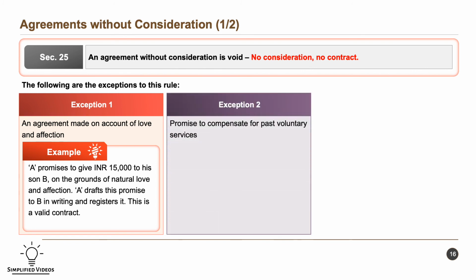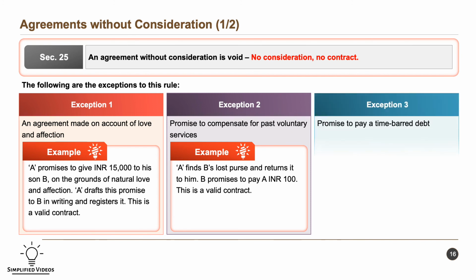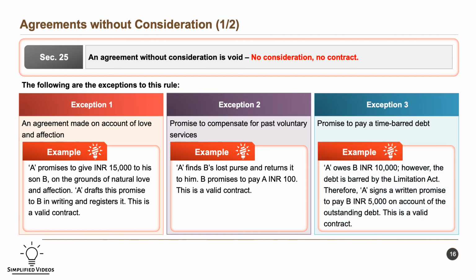Exception 2: promise to compensate for past voluntary services. For example, A finds B's lost purse and returns it to him. B promises to pay A rupees 100. This is a valid contract. Exception 3: promise to pay a time-barred debt. For example, A owes B rupees 10,000. However, the debt is barred by the Limitation Act. Therefore, A signs a written promise to pay B rupees 5,000 on account of the outstanding debt. This is a valid contract.